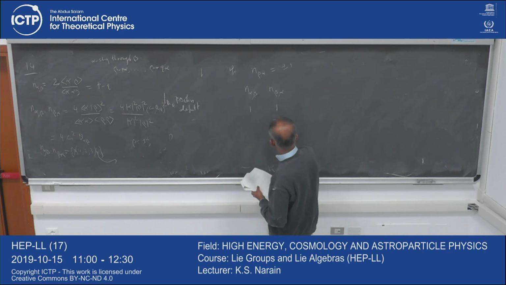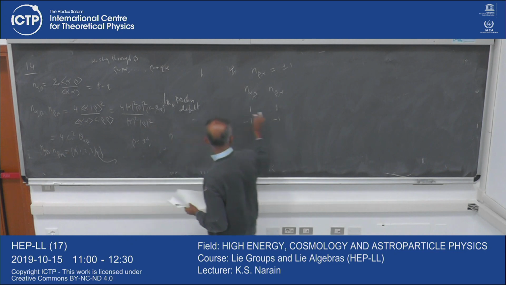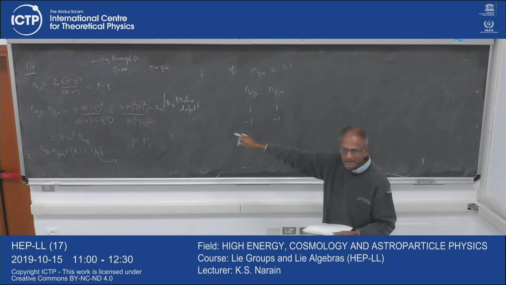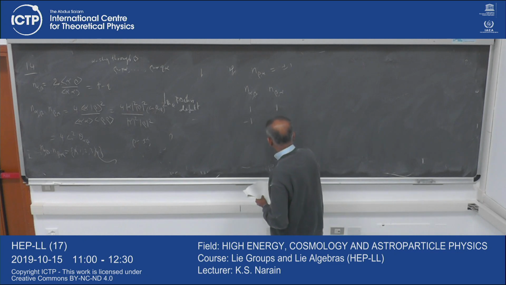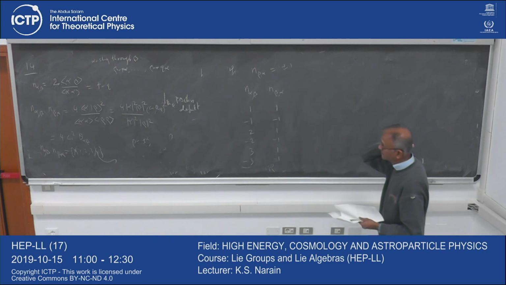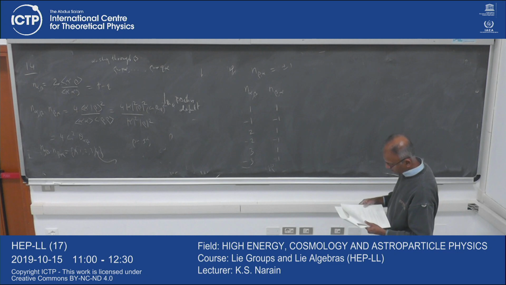I can have -1 here, but then this also is going to be -1 because the product is positive, right? So whatever the sign is here, it should be the same sign there because the product is positive. Then you can have again 1, but I can have 2, -1, -2, or 1, 3, -1, -3. These are the only possibilities.